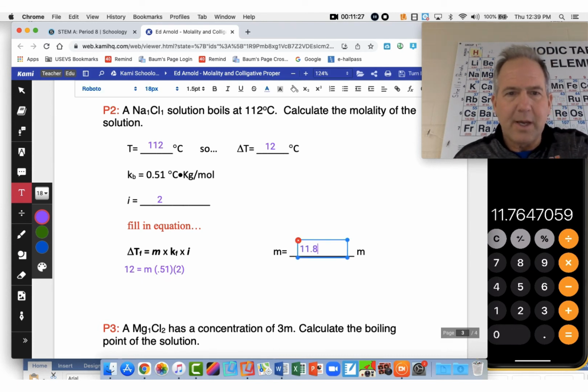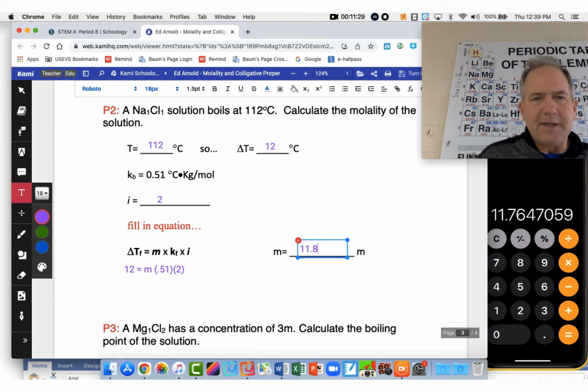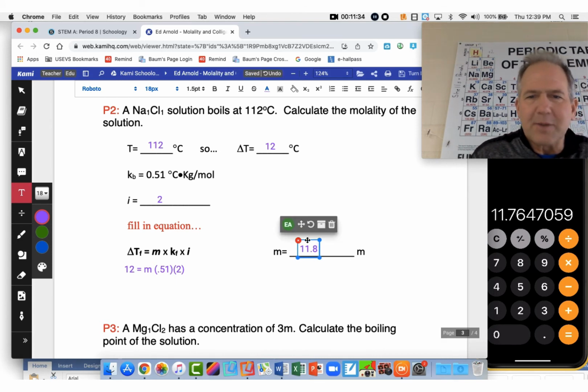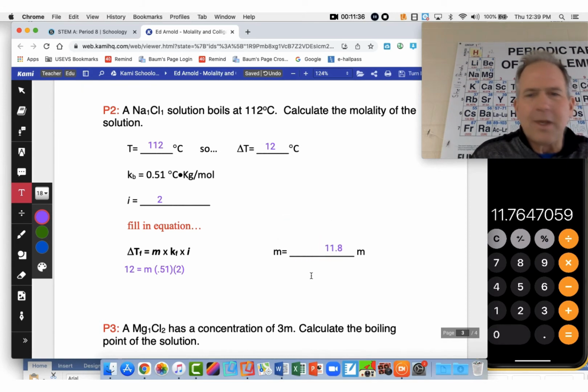That's a really high number there. I don't think that salt would really dissolve that much. I didn't make this problem up, I just stole it, so it seems a little fishy to me. I don't know if we could get a 12 molality solution or not, but hey, we know how to do the problem though.